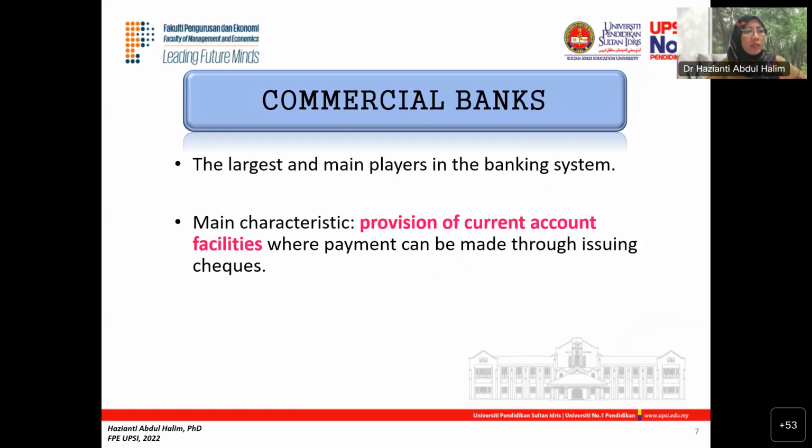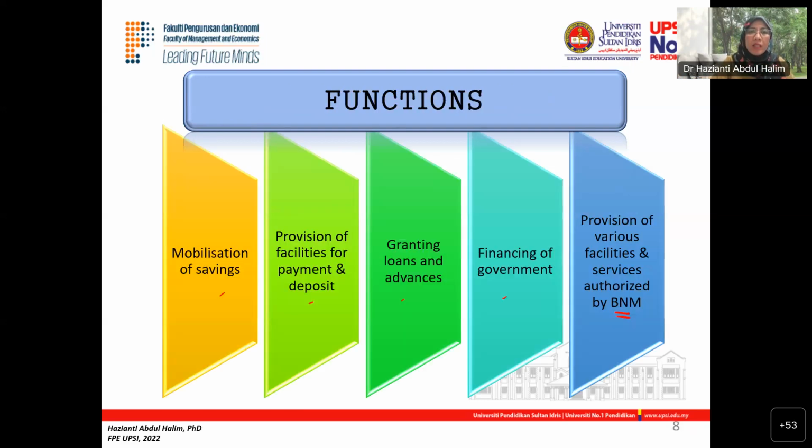Okay. So these are basically when we talk about commercial banks. If you look at our performa, we have commercial banks as well as investment banks. But the big chunk of banking institutions, or banking business in Malaysia, is actually commercial banks. So we can say that commercial banks are the largest and the main players in the banking system. The characteristic of a commercial bank is that they provide current account facilities where payment can be made through issuing checks. All right, and these are the functions of commercial banks.